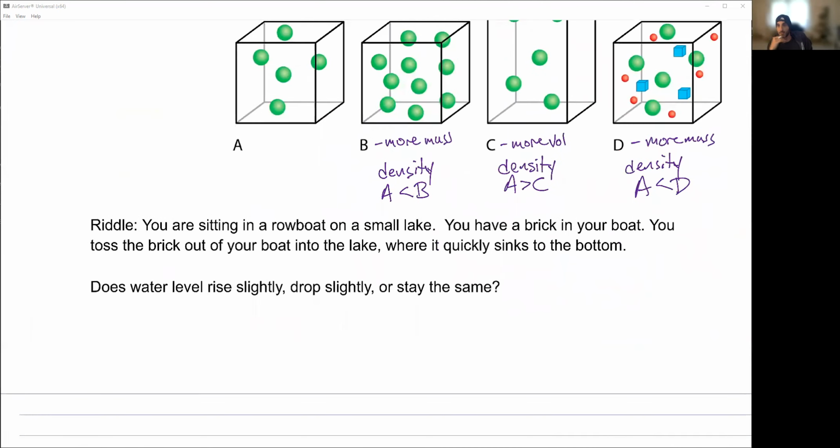And I will leave you guys with this. You're sitting in a rowboat on a small lake. You have a brick in your boat, and you toss the brick out of your boat into the lake, where it quickly sinks to the bottom. Does the water level rise slightly, drop slightly, or stay the same? Water level in the actual lake. It's going to be minuscule, but it will make a difference. So does the water level rise, drop, or remain the same?